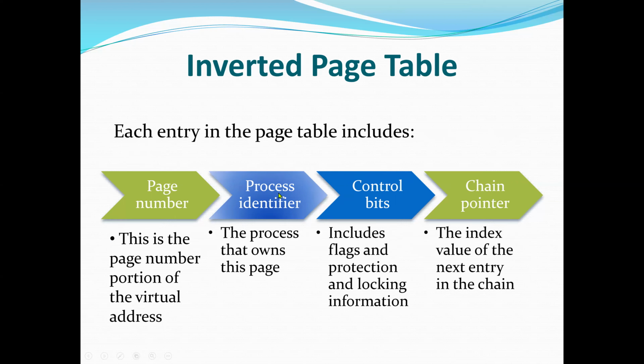In terms of control bits, this field also includes flags such as valid, reference, modified, or protection and locking information. The control bits include flags and protection and locking information also. And the chain pointer field is null unless there is chaining; otherwise it holds the index value of the next entry in the chain.